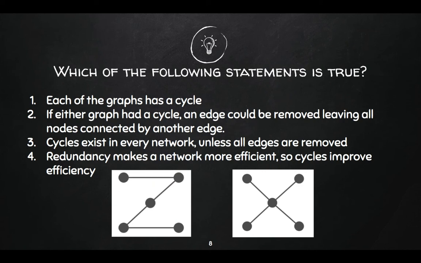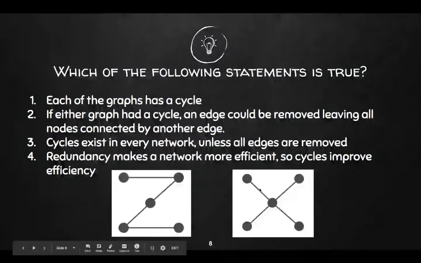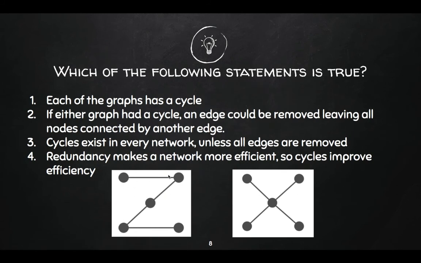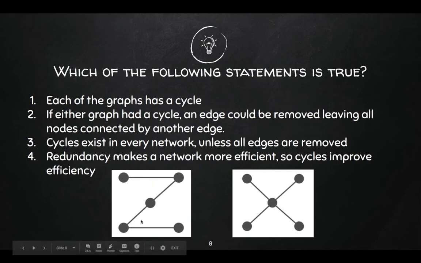If either graph had a cycle, an edge could be removed, leaving all nodes connected by another edge. Okay, think about this for a second. Let's say there was an edge here, right? One extra edge, right? And if we removed any of those edges there, would they all still be connected? Well, it depends on what edge we removed. If we removed one of these two, then it wouldn't actually be connected anymore. But if we removed any one of these three, we would still be connected. Same thing here. If we put an edge here, as long as we only remove one of these three edges, we'd still be connected. But if we remove some of them, we might not be connected.